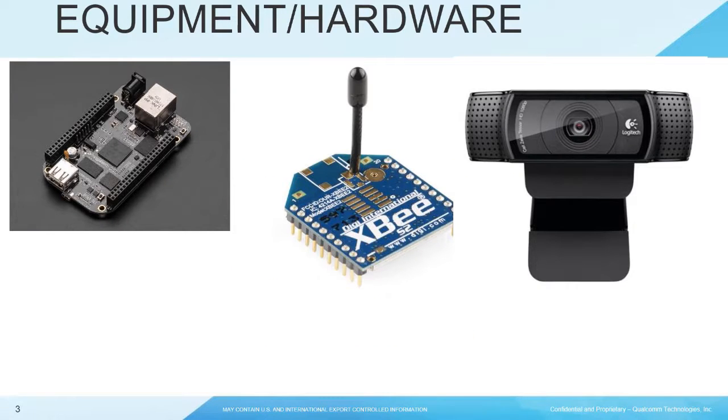The three important pieces of hardware that we use are a webcam, ZigBee radios, a pair of them, and the BeagleBone Black.